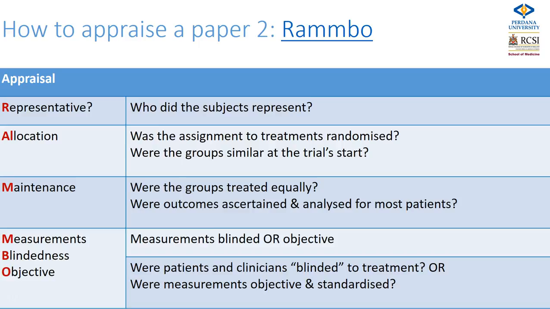And as the trial evolved, were the patients in both groups treated equally? Were outcomes ascertained and analysed for most patients? It may not be possible to get them for all patients, but for those who are lost to follow-up, are these accounted for? Were measurements that were conducted, were measurements blinded and objective? And if the answer to any of these is unclear or no, then you would lose faith in the paper that you are reviewing.